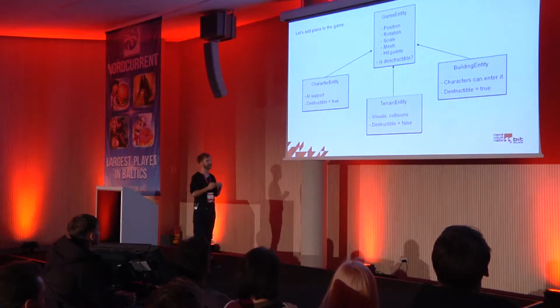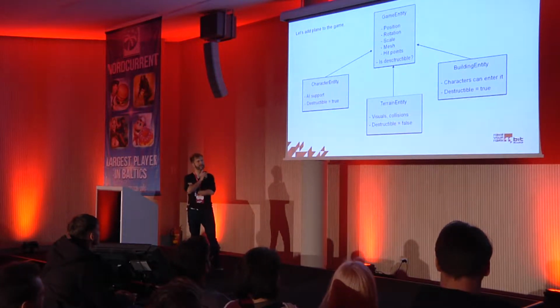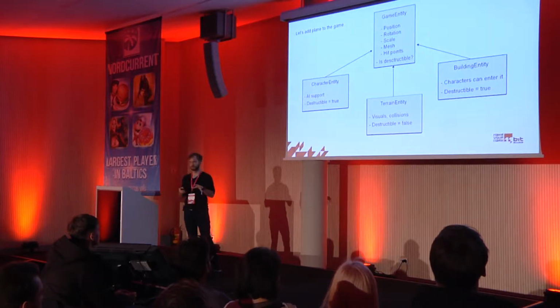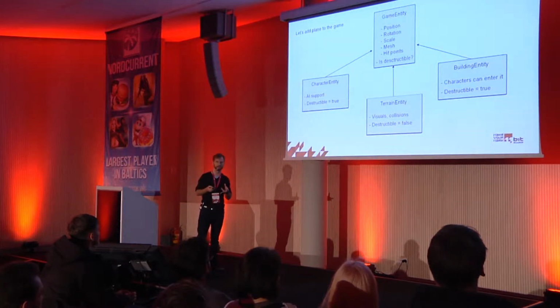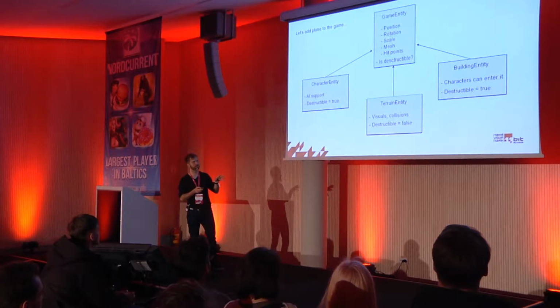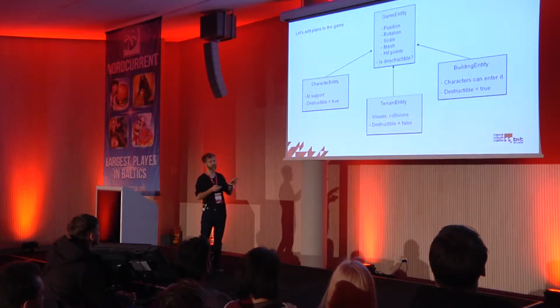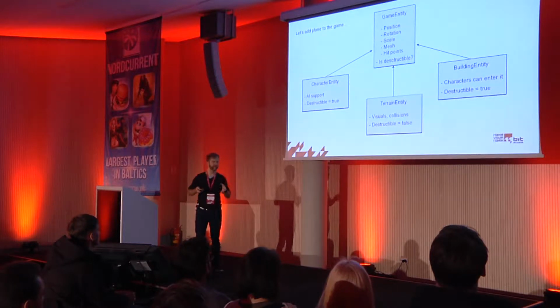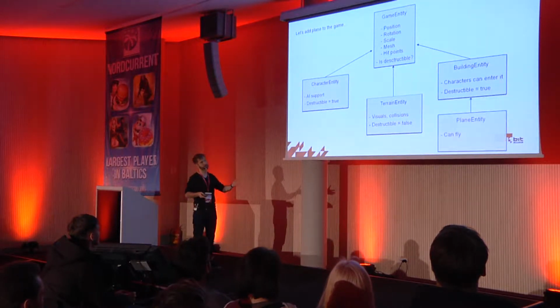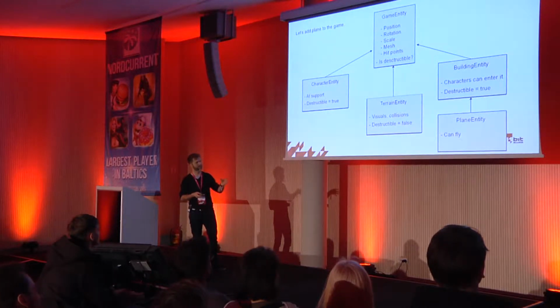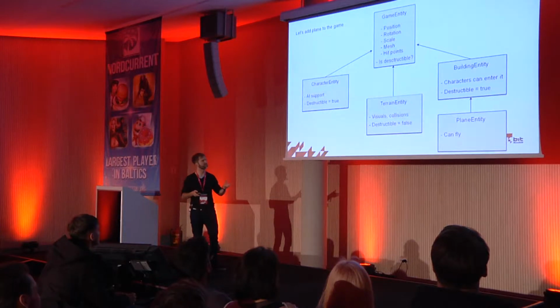A clever programmer thinks, okay, so a plane is a kind of entity that characters can enter, and it's also destructible, right? So it's almost the same as a building, but it can fly. We want to reuse our code, right? Because we are lazy. I'm sorry, clever. So let's just make an inheritance. So it means that plane is a subtype of building?